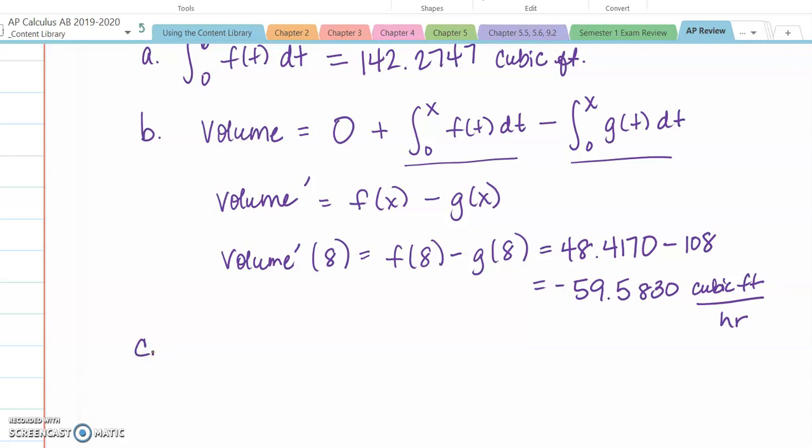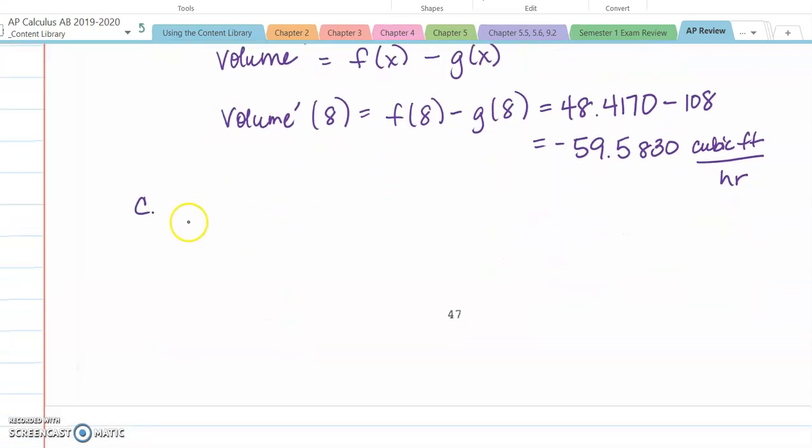Part C. Let h of t represent the total amount of snow in cubic feet that Janet has removed from the driveway at time t hours after midnight. Express h as a piecewise defined function with domain 0 to 9. So because the rate of snow removal is piecewise, the amount of snow being removed is also piecewise. So the rate for G is 0 cubic feet per hour for all of the hours between 0 and 6. So therefore, there is no snow being removed for those first 6 hours.